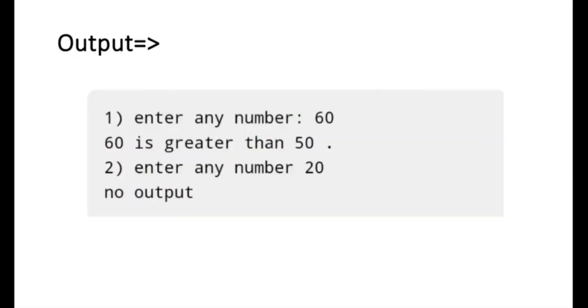And then for this program we get an output. It will ask to enter any number. We entered the number 60, so 60 is greater than 50, and we take another example, which is 20, where 20 is not greater than 50, so there will be no output.